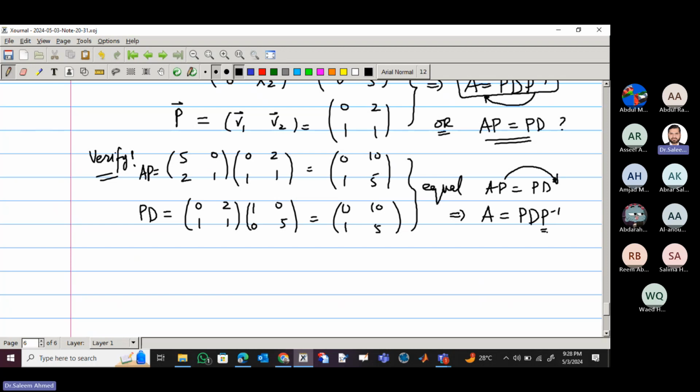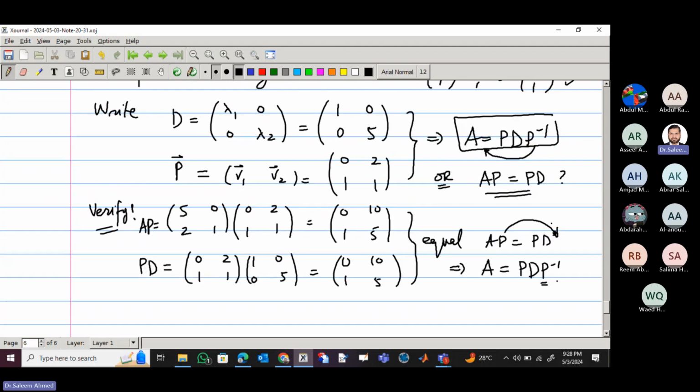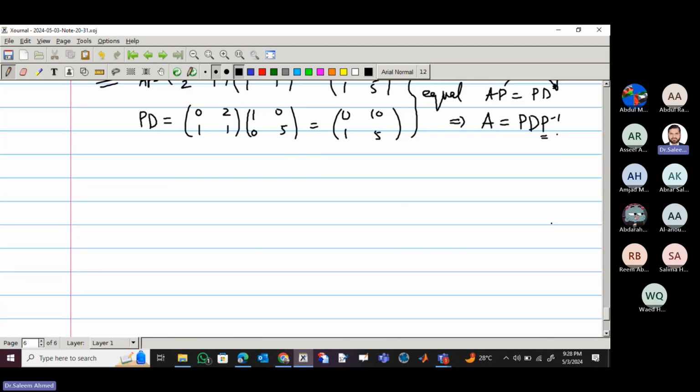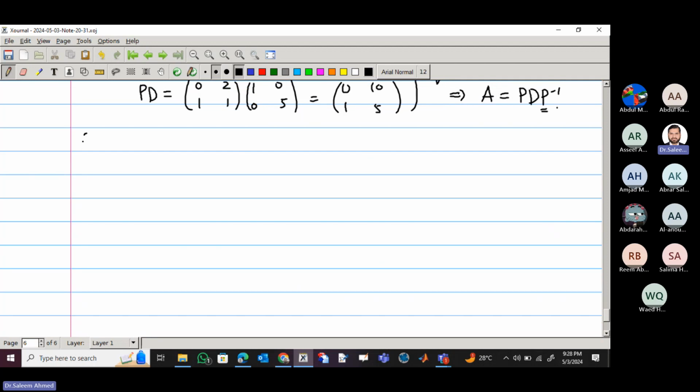So no need to find P inverse and multiply here. This is just an extra step in 5.3. So I can ask you some question. I may give you a question like this. I give you a matrix A.